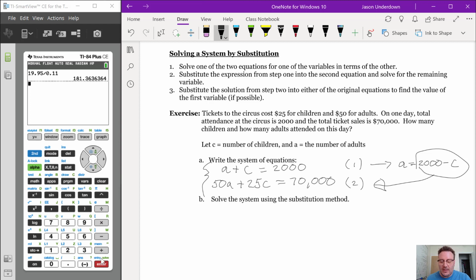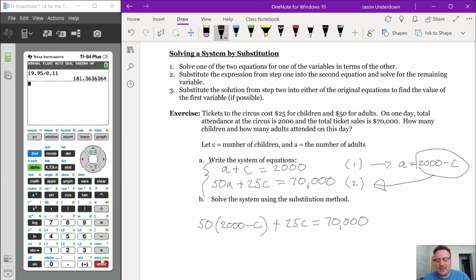That's step 2. Substitute the expression from step 1, the thing I've circled, into the second equation and solve for the remaining variable. So I'm going to replace this A in equation 2. Instead of A, I'm going to write in parentheses 2,000 minus C, after the 50. Now I've got to write in the rest of the equation: plus 25C equals 70,000.